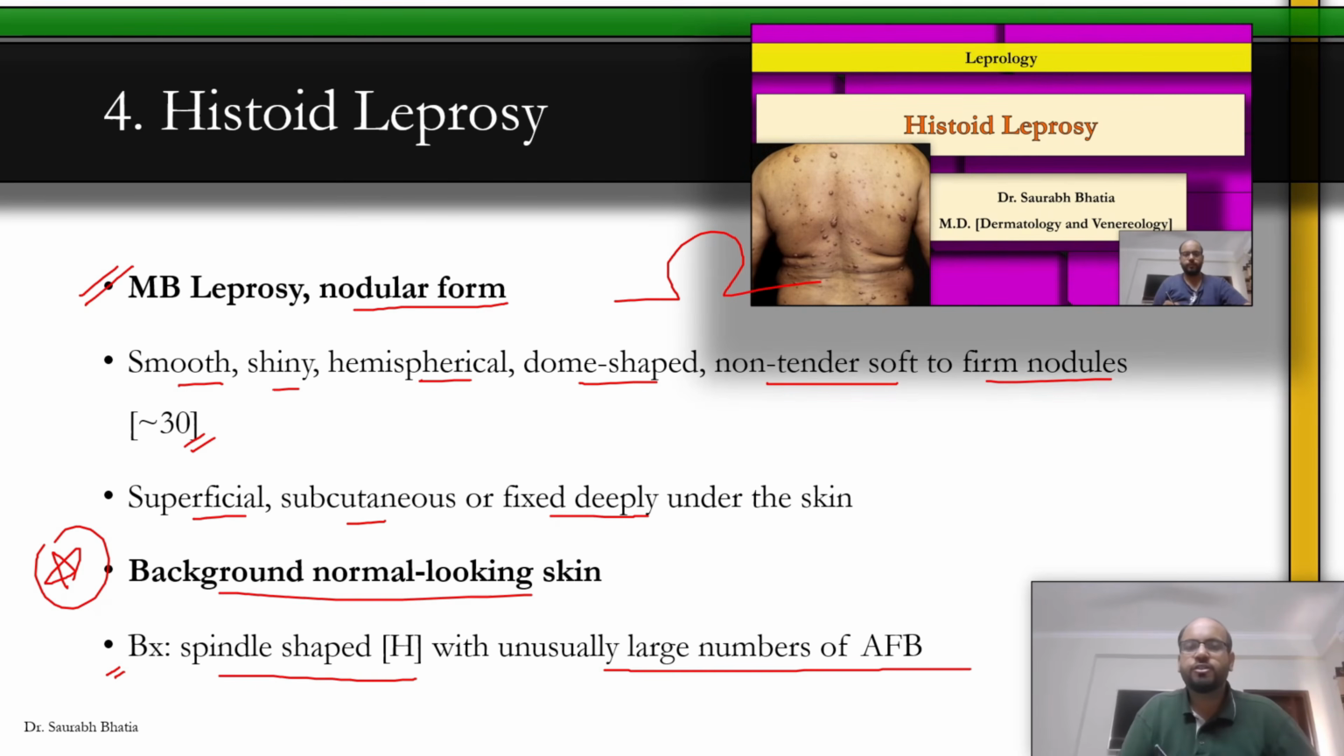We have a separate lecture on histoid leprosy. It was discussed last week. So you can go and look at this lecture. It will give you a good understanding of what is histoid Hansen's. It's an entirely different variant, entirely different style of presentation of leprosy. Clear? Let's move forward.